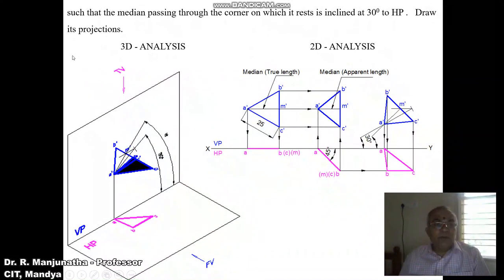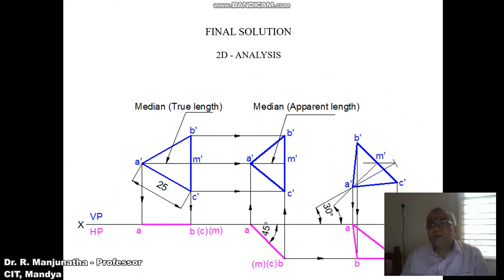So this is how you will be able to do the 2D analysis and also the 3D analysis. In 3D analysis also, we can see that alpha is going to be the apparent inclination with respect to HP. So here also, in the end, the corner is going to be resting on VP. So this is how you can analyze both 2D and 3D. Now we will try to solve the problem.